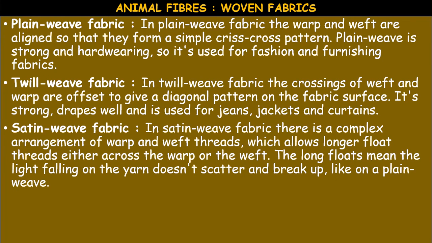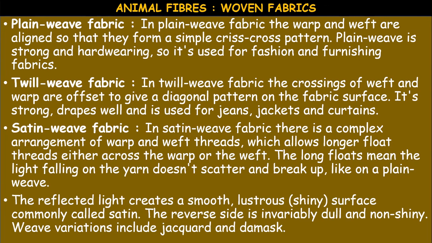The next one is satin weave fabric. In satin weave fabric, there is a complex arrangement of warp and weft threads which allows longer float threads either across the warp or the weft. The long floats mean the light falling on the yarn does not scatter and break up like on a plain weave. This is the speciality of satin weave fabric.